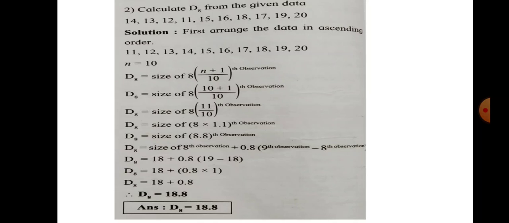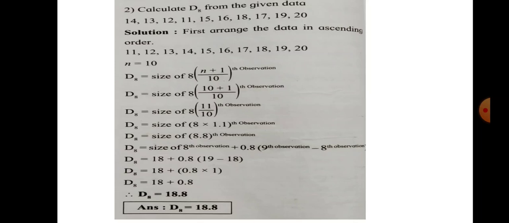How to find the size of the 8.8th observation? For that you have to apply the next formula. D8 is equal to the size of the 8th observation first, plus 0.8, the fraction part of 8.8, into (9th observation minus 8th observation). In the next step, D8 is equal to the 8th observation, which is 18, plus 0.8 into (the 9th observation, 19, minus the 8th observation, 18). So what we get is D8 is equal to 18 plus 0.8, that is D8 is equal to 18.8.